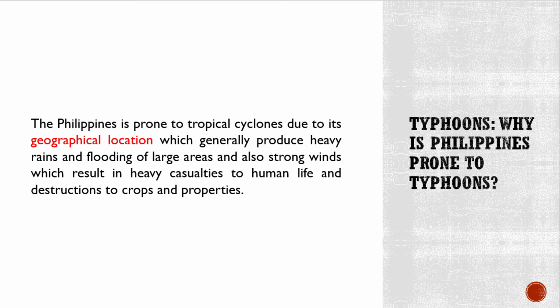Okay, the Philippines is an island country of Southeast Asia in the Western Pacific Ocean. The Philippines is prone to tropical cyclones due to its geographical location. We are located, kasi, yung Pilipinas, sa lugar kung saan heavy rains and flooding of large areas are usually produced, and also strong winds which result in heavy casualties to human life and destructions to crops, properties, establishments, buildings, etc.